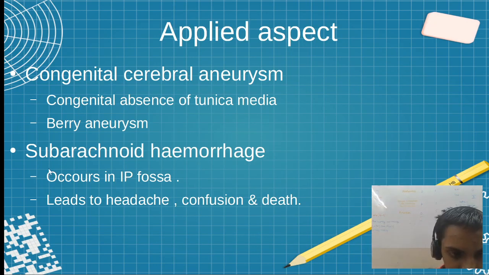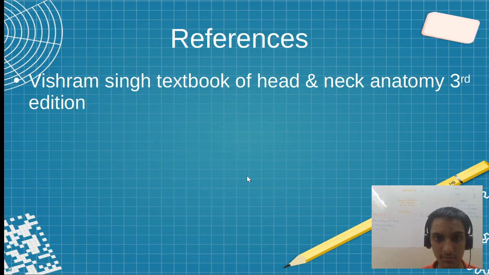Then subarachnoid hemorrhage, very common in road accidents. It occurs in the interpeduncular fossa, IP fossa, mainly leading to confusion and death. Just remember these two, confusion and death. So two important things: congenital cerebral aneurysm and subarachnoid hemorrhage.